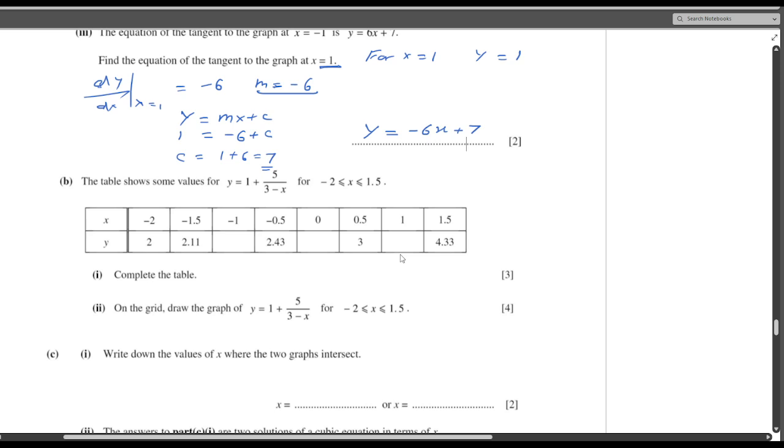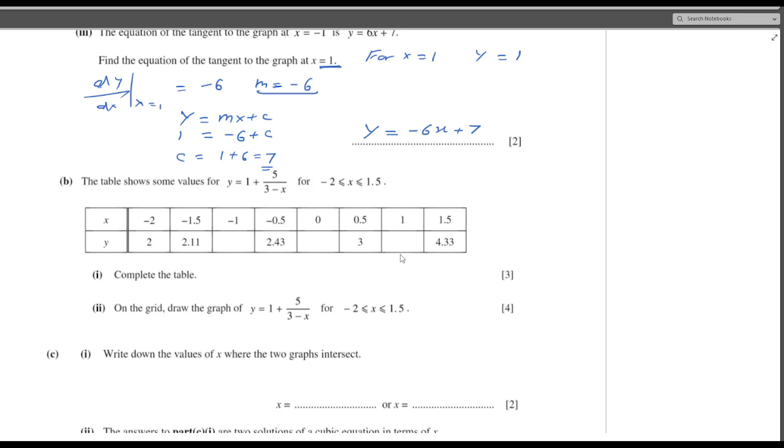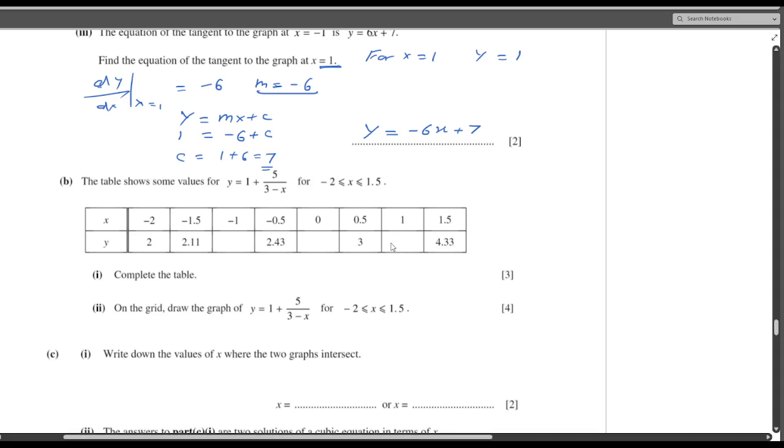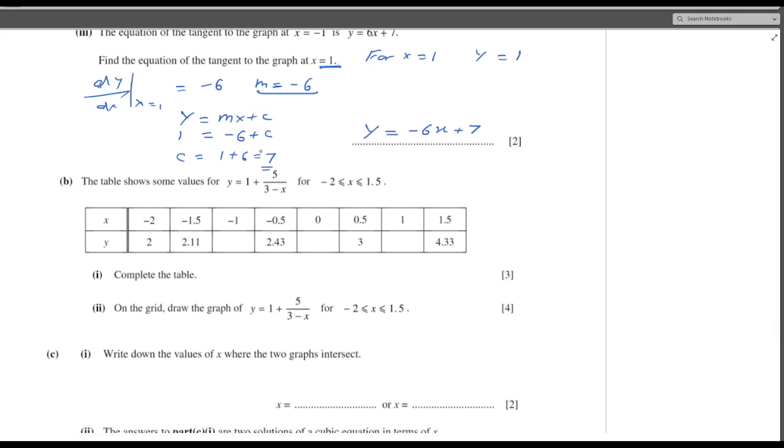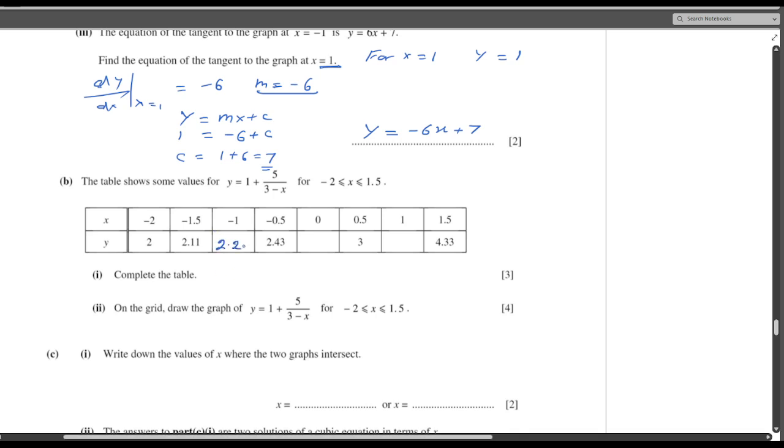The table shows some values of y equals 1 plus 5 divided by 3 minus x, where x is between -2 and 1.5. Now some values are not given, I have to find those values. So I will replace x with -1. So here it will be 1 plus 5 divided by, now x, if I replace with -1, so 3 plus 1 it will become 4, so 5 divided by 4. So 1 plus 5 divided by 4 is 2.25. So here your answer is 2.25.